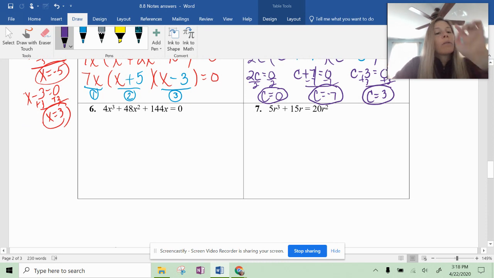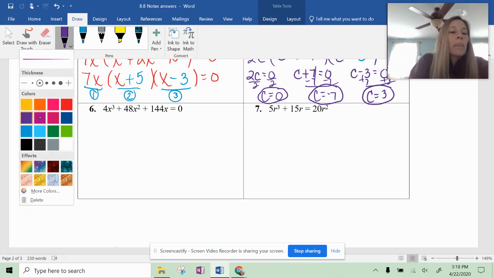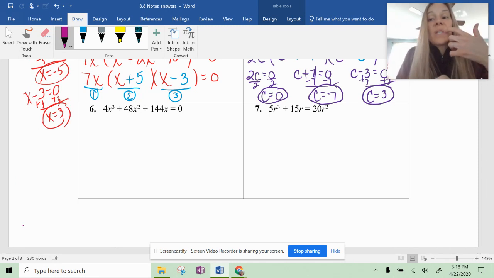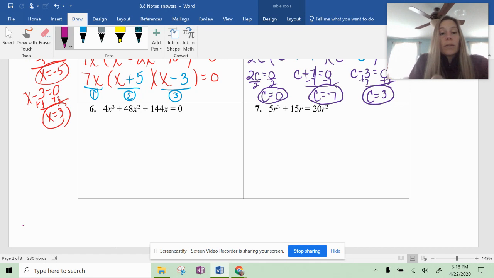All right, and now let's do 6 and 7. So for number 6, again, it's already equal to 0, which is huge. So that saves us the trouble of trying to get it equal to 0. So we want to look for a GCF. I'm going to guess that these are all divisible by 4, and they all have some version of an x, so I can divide out 4x, and that would be my GCF.